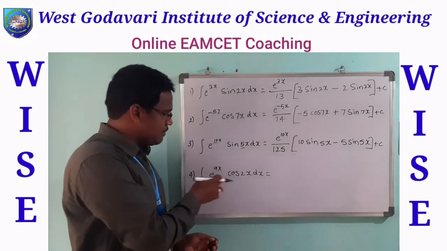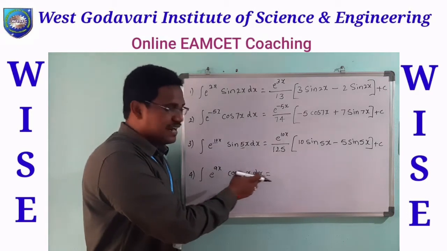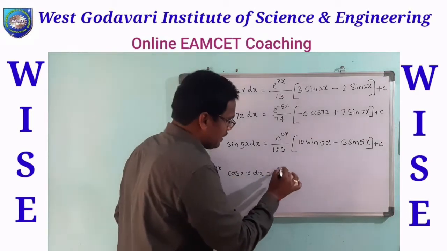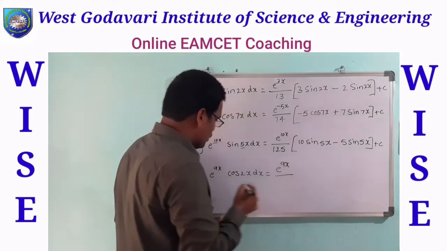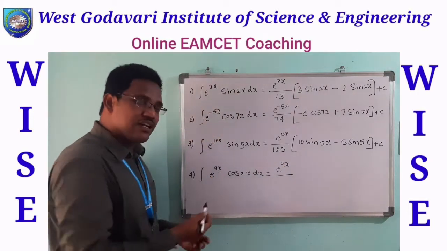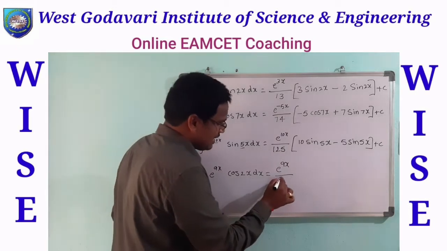So it is also the same as the form e power mx cos nx dx. So e power 9x by, 9 square is 81, 2 square is 4, so that is 85.